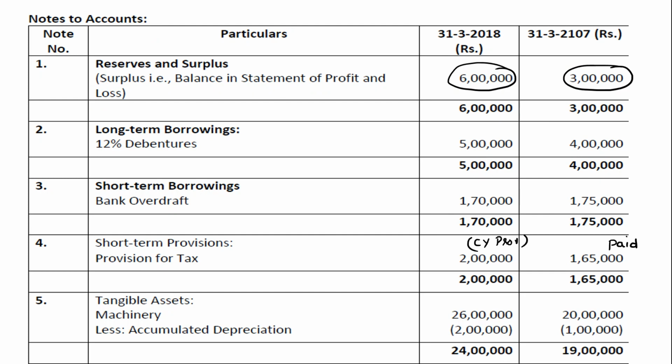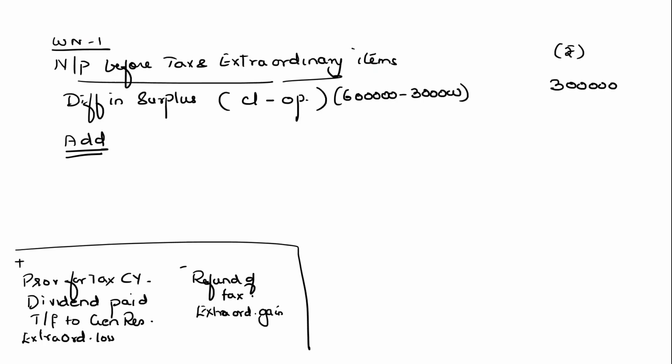So in the operating activity, the last item before finding out the cash flow from operating activity, there is a tax paid which is deducted. That is this 1,65,000. And in the note number 1, in the computation of that net profit before tax and extraordinary item, the tax which we add back as current year provision is this 2 lakh. So this 2 lakh is what we are supposed to write here. Provision for tax of current year, 2 lakh.